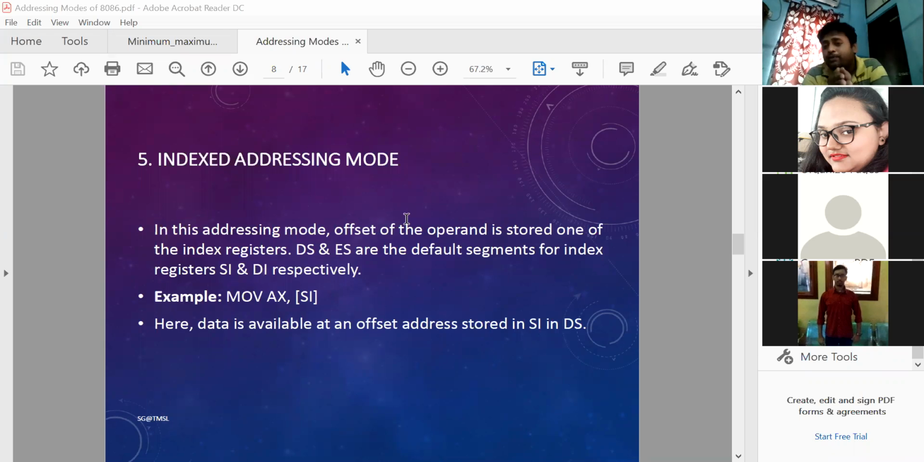As it uses an index register, that's why it is under indexed addressing mode, and the instruction can be written this way. Example: MOV AX, [SI], or you can write MOV AX, [DI]. SI or DI can be used as your offset register. Clear? They are the index registers, source index and destination index. So if index registers are involved in your instruction, that means the instruction is under indexed addressing mode. Is it clear?